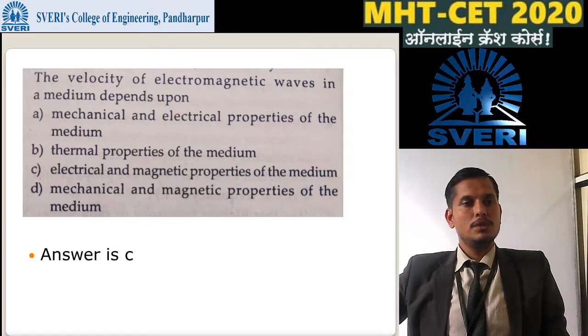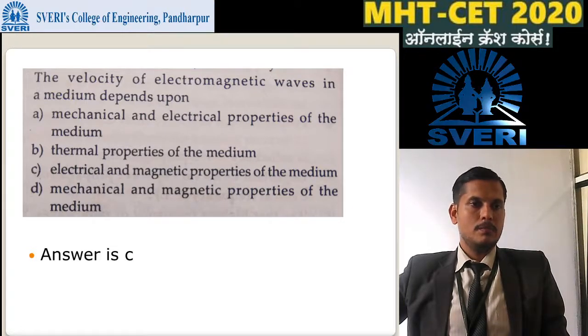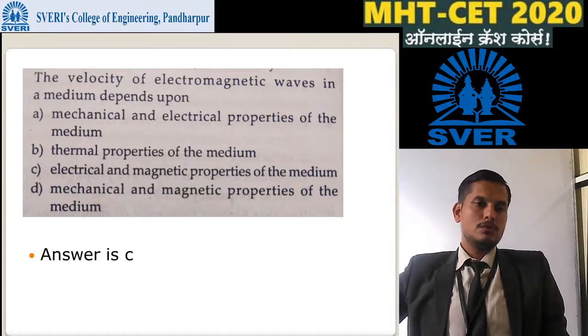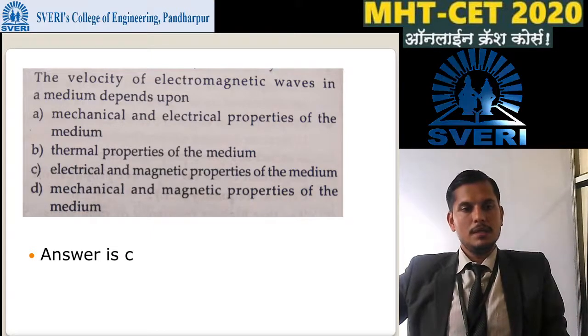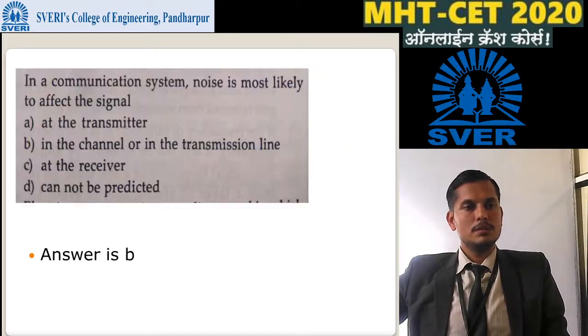Next, the velocity of electromagnetic waves in a medium depends upon. So options are mechanical and electrical properties of the medium, thermal properties of the medium, electrical and magnetic properties of the medium, and mechanical and magnetic properties of the medium. So for electromagnetic waves, answer is C, electrical and magnetic properties of the medium. It depends upon these things.